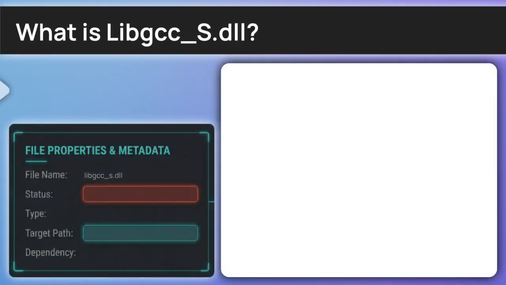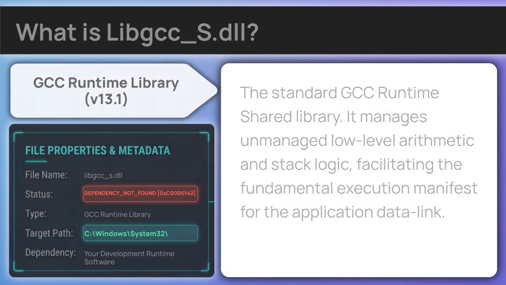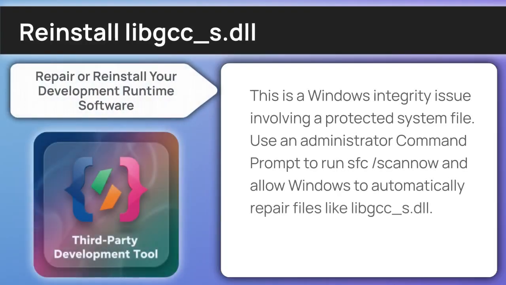This is the libgccs, the standard GCC Runtime Shared library. It manages unmanaged low-level arithmetic and stack logic, facilitating the fundamental execution manifest for the application data link. Let's get to work. We'll start with the most common fix for this specific error. This is a Windows integrity issue involving a protected system file. Use an administrator command prompt to run sfc /scannow and allow Windows to automatically repair files like libgccs DLL.